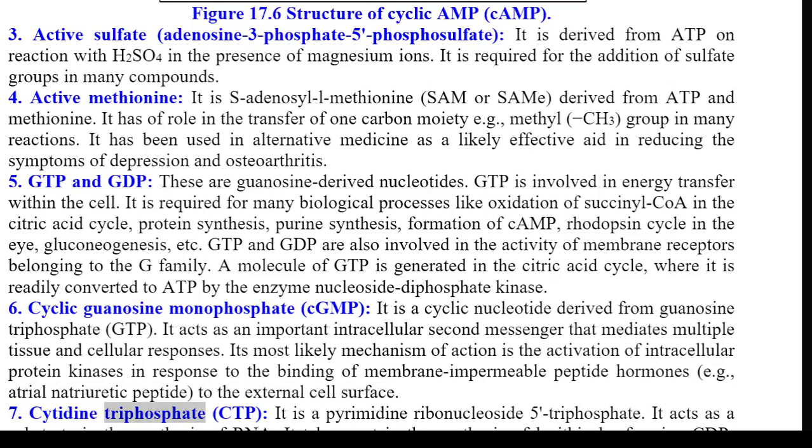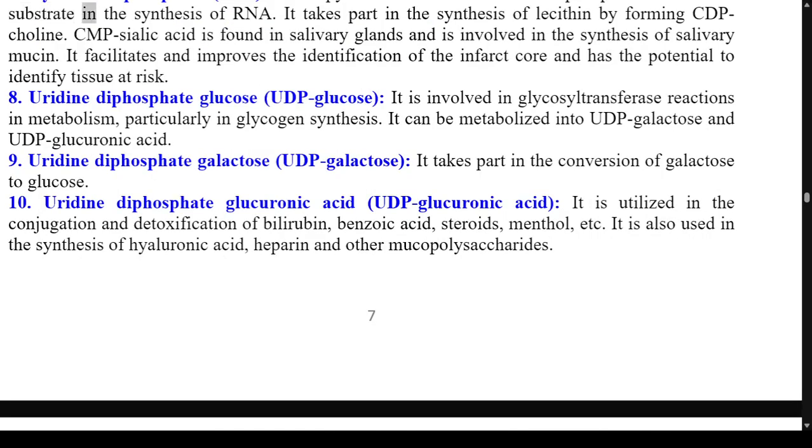7. Cytidine triphosphate, CTP. It is a pyrimidine ribonucleoside 5-triphosphate. It acts as a substrate in the synthesis of RNA. It takes part in the synthesis of lecithin by forming CDP-choline. CMP-sialic acid is found in salivary glands and is involved in the synthesis of salivary mucin. It facilitates and improves the identification of the infarct core and has the potential to identify tissue at risk.